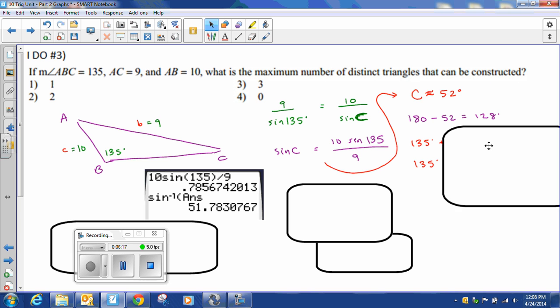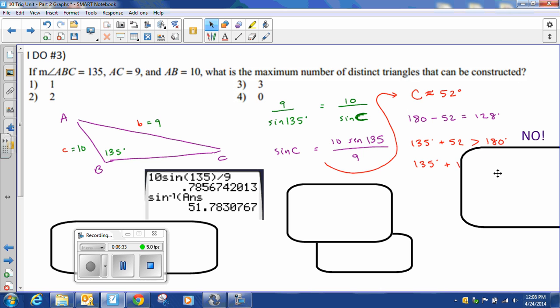So this means we need to take both of our newfound possible angles, 52 and 128, and add them both to the original 135 degrees to see if it is less than 180. 135 plus 52 is actually 187, and that is greater than 180. That's not going to work.